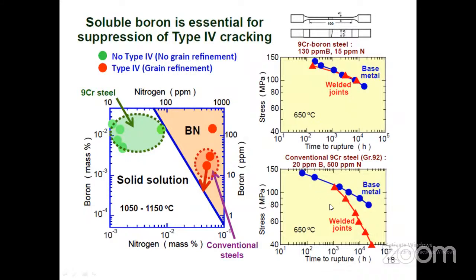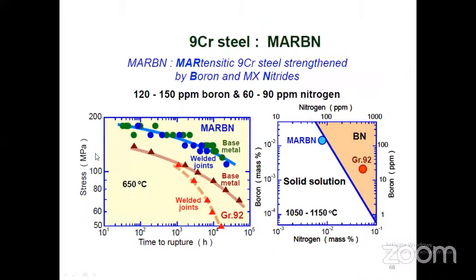The bottom graph shows about 92 steel, and the top graph shows 9 chrome, 3 tungsten, 3 cobalt, vanadium, niobium, boron added with controlled nitrogen, about 130 ppm boron and 50 ppm nitrogen, which shows that up to about 10,000 to 20,000 hours the weld joint still has not shown any type 4 cracking indications, as can be clearly seen in the graph. The weld joint is following the trend of the base material.